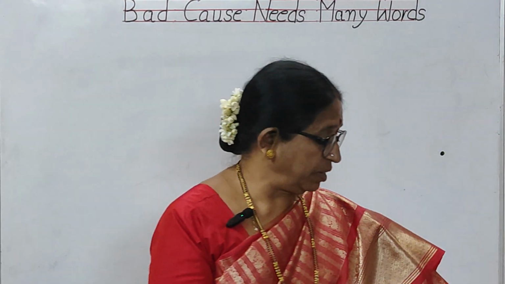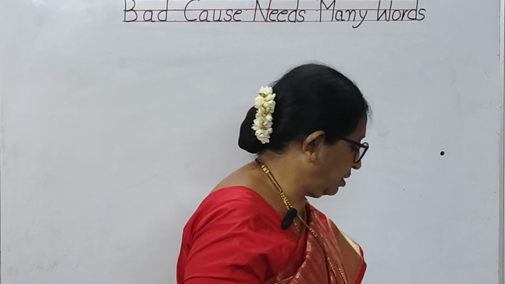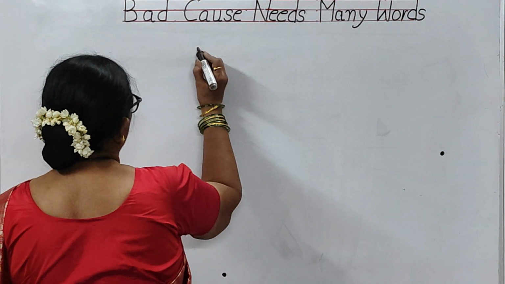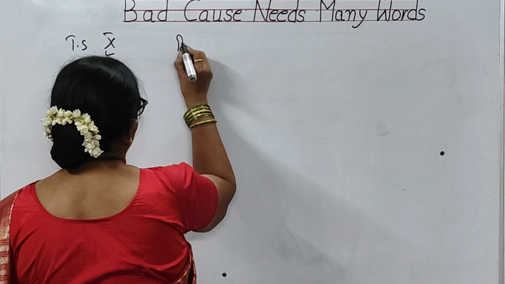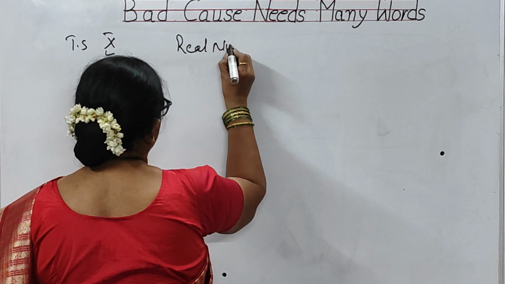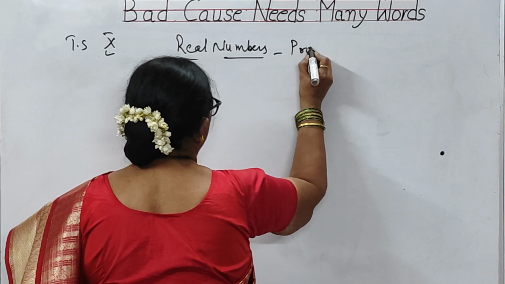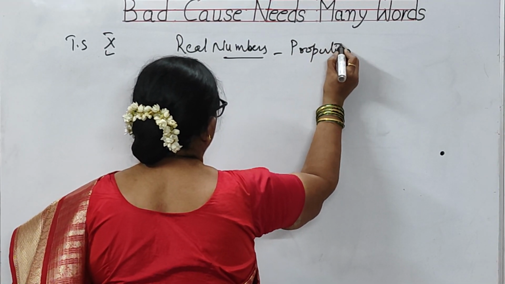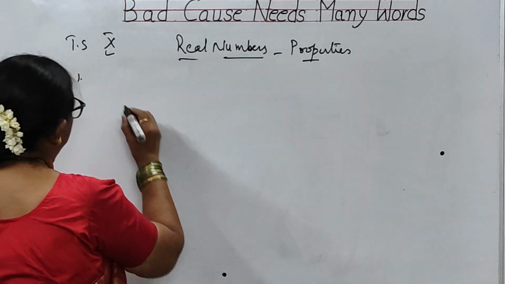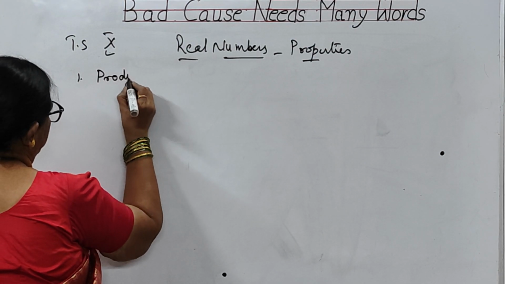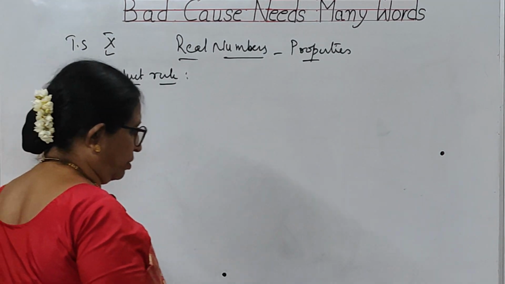Come back to the topic, children. Now I am doing logarithms, and in this we are going to talk about properties. This is 10th class real numbers. In real numbers, we are going to talk about properties of real numbers. So, the first property is called the product rule. So what does this product rule say, children?